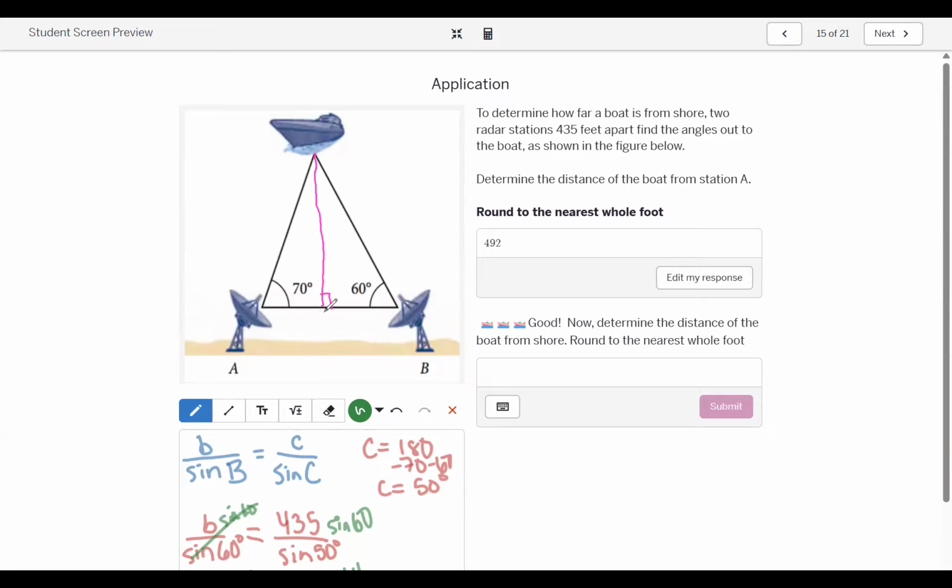So I draw straight from the boat to the shore, and distance makes a 90-degree angle. So now that I know my side length over here is 492, and I know my 70-degree angle, I can figure out my height using my sine function. The sine of 70 is the opposite side h over the hypotenuse of that right triangle, 492. So h is 492 sine 70. That times the sine of 70 gives me 462.11, so 462.